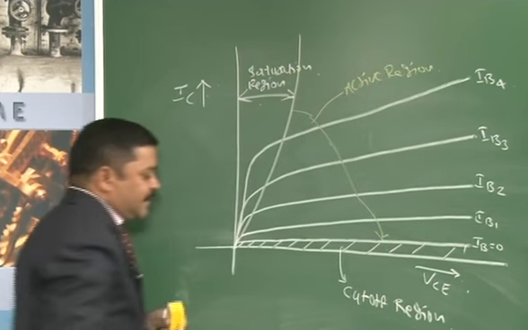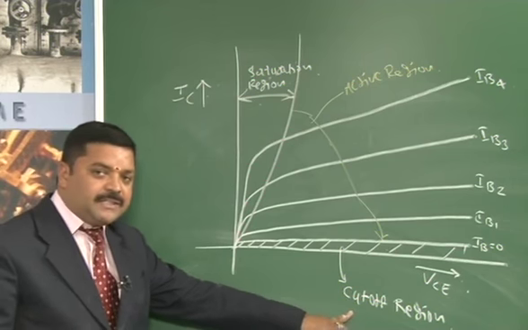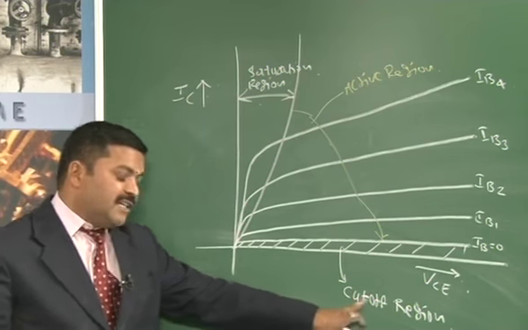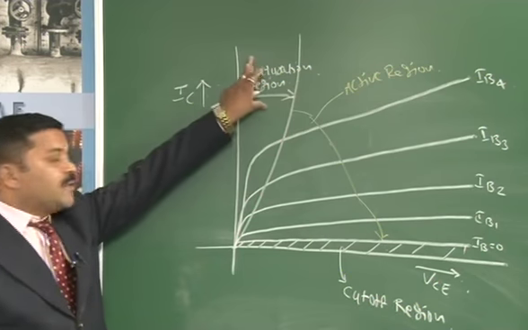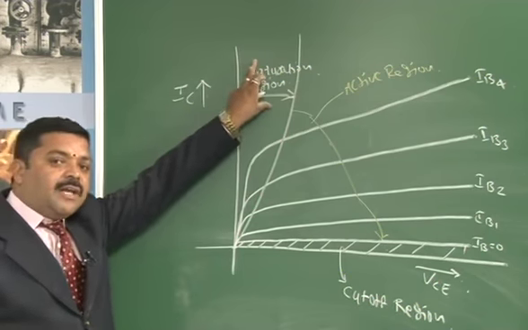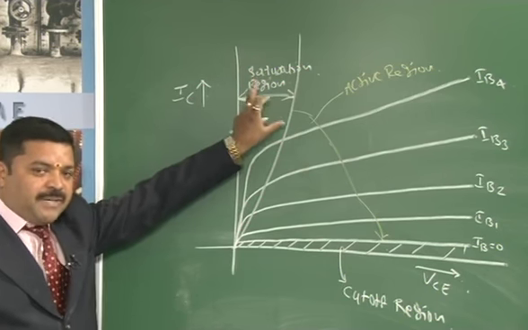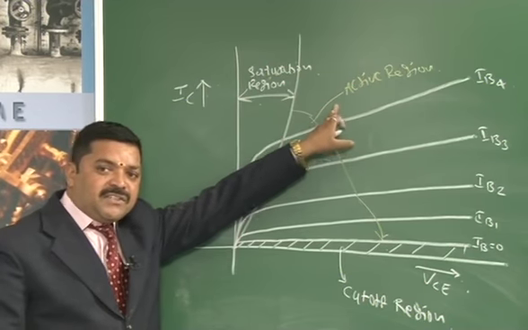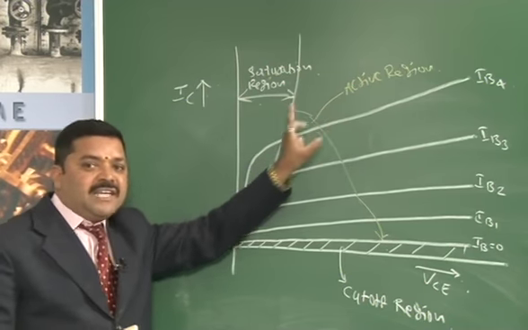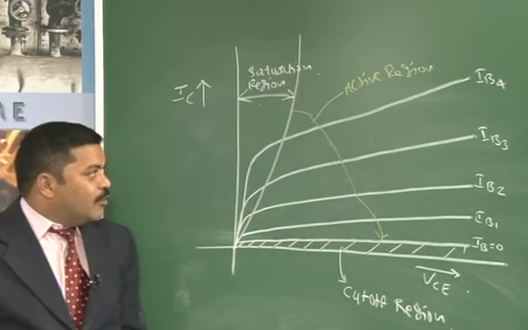We have already discussed what is cutoff region. In this region, emitter base junction and collector base junction both are reverse biased, and saturation region is a region wherein emitter base junction and the collector base junction both are forward biased, and in this active region the emitter base junction is always forward biased and the collector base junction is always reverse biased.